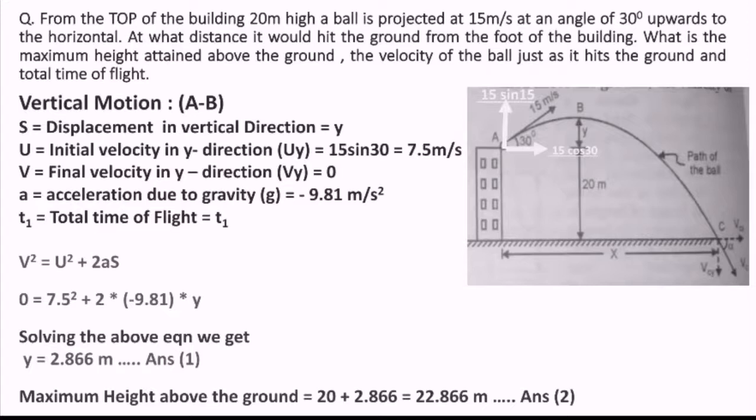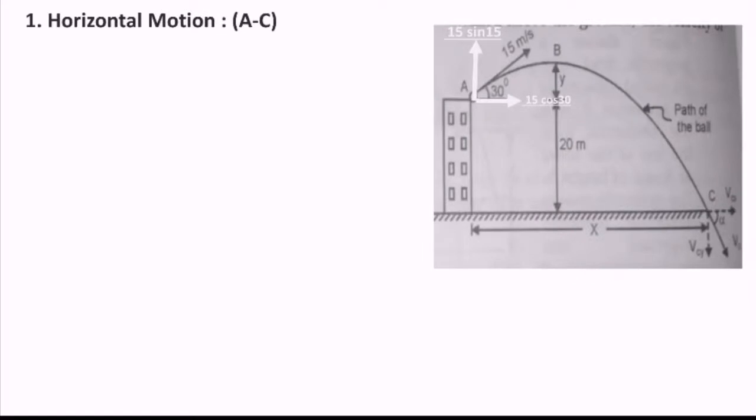Now again if we read the question properly, we are required to find the distance at which it would hit the ground from the foot of the building, that means the range, and the velocity of the ball just as it hits the ground and the total time of flight. That means everything is related to the entire motion from A to C. So now we will consider motion from A to C, again starting with the horizontal part.